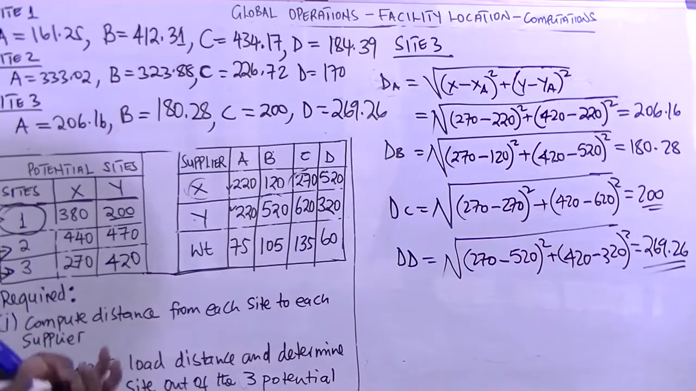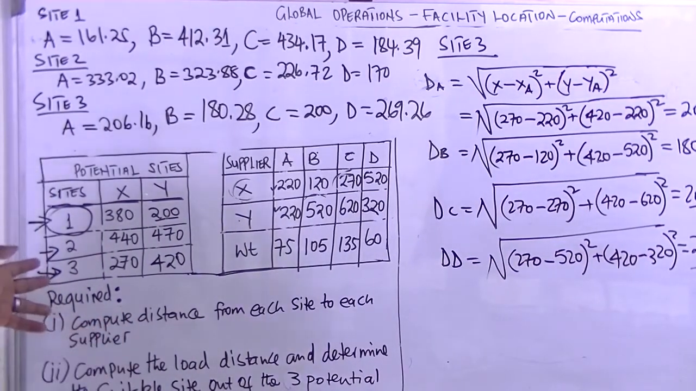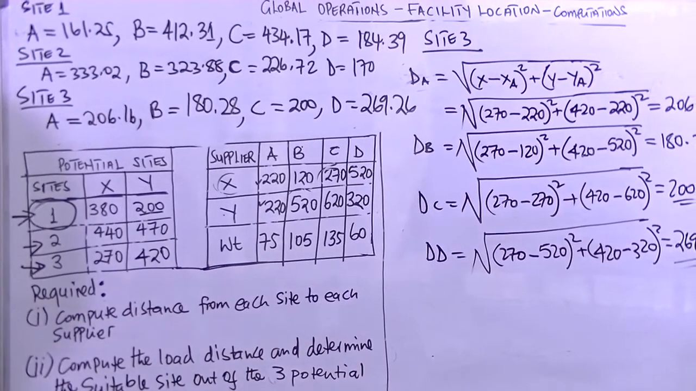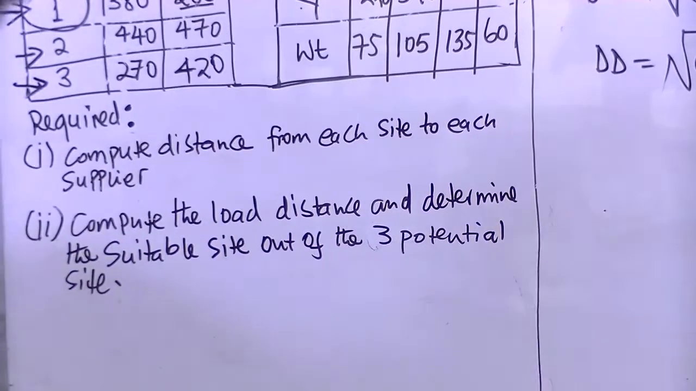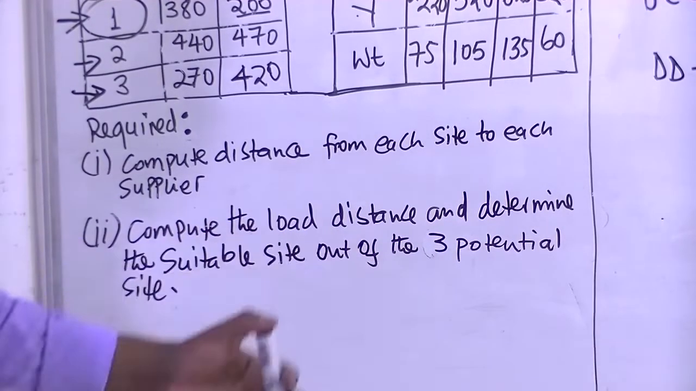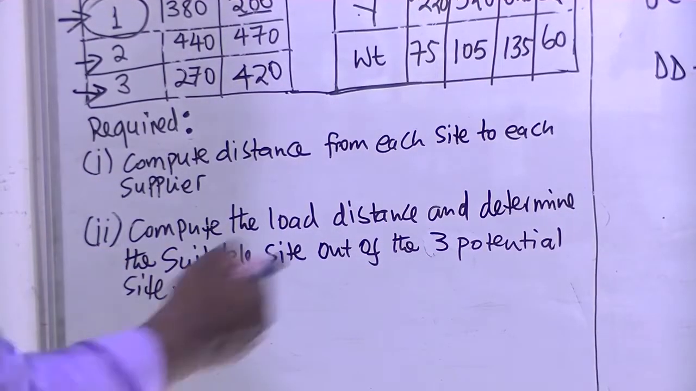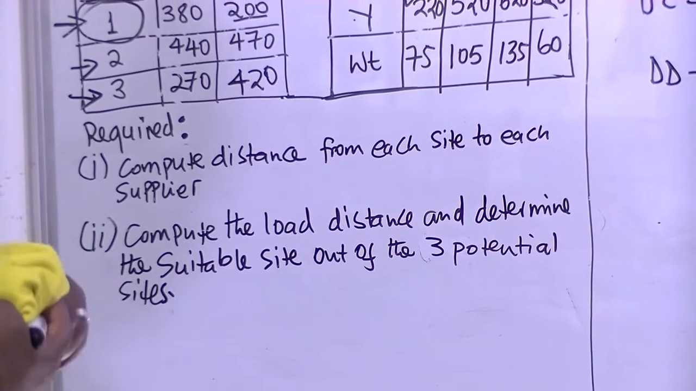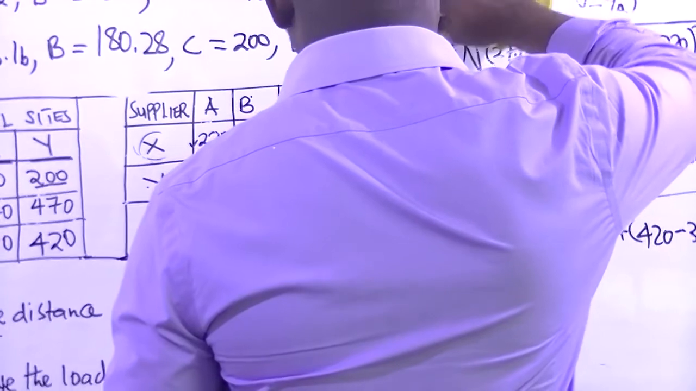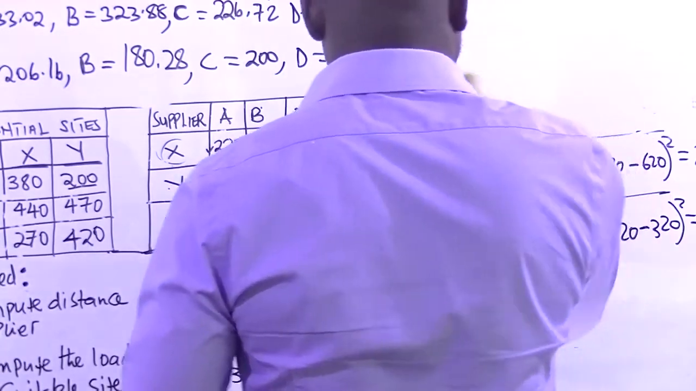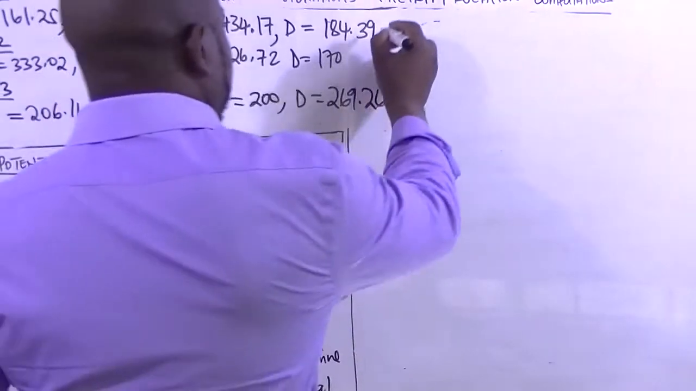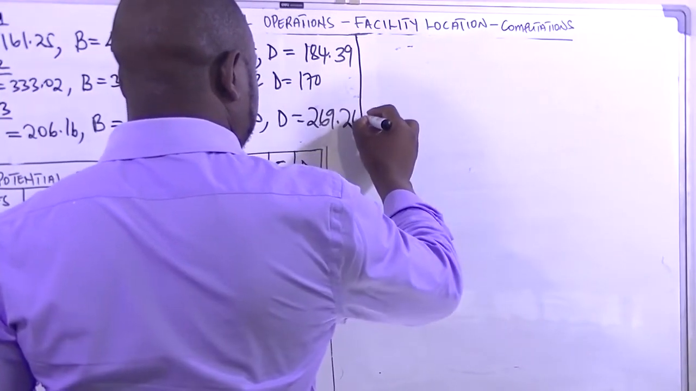Okay, so now that answers part one of our question, which is compute distance from each site to each supplier. Next, compute the load distance and determine the suitable site out of the three potential sites. Again, I have my solution this side. So I'll simply erase this, and now I can compute the load distance for each of these three sites.